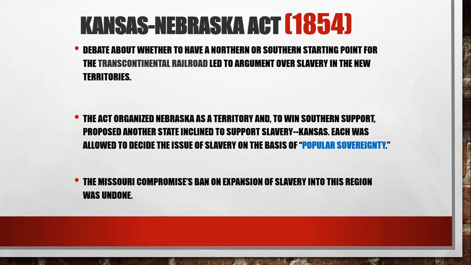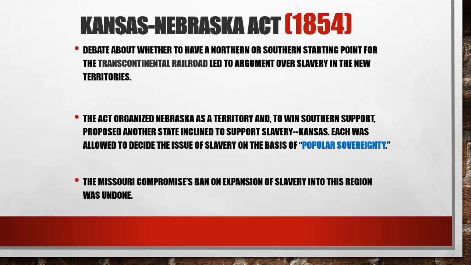Because they don't know whether to start it in the North or in the South, it basically becomes an argument over slavery in the new territories somehow. So we are going to have the territory of Nebraska, which is both Kansas and Nebraska combined at that time. It was just the Nebraska territory, even though it's the modern-day states of Kansas and Nebraska combined.